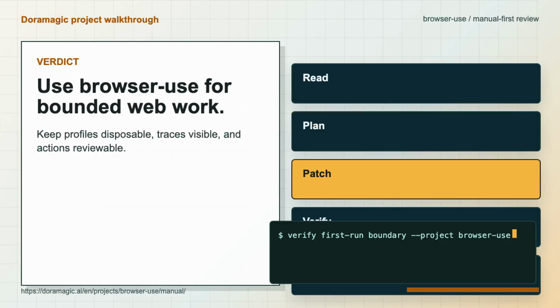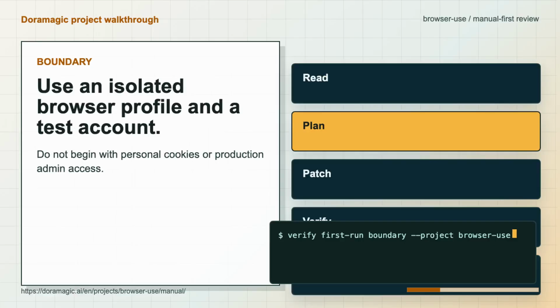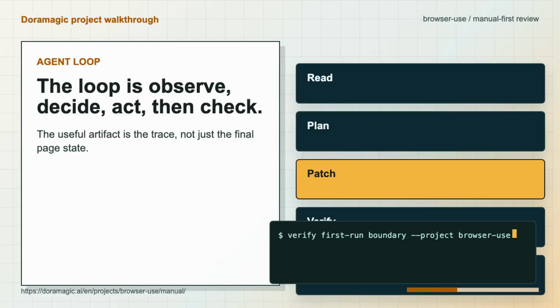The main pitfall is permission creep. Browser automation turns ordinary web interactions into side effects. Submitting a form, uploading a file, changing a setting, or sending a message should be treated as a deliberate approval point, not as background progress.